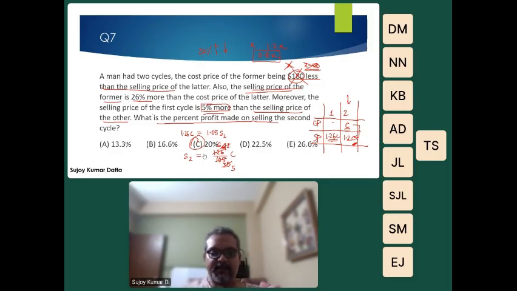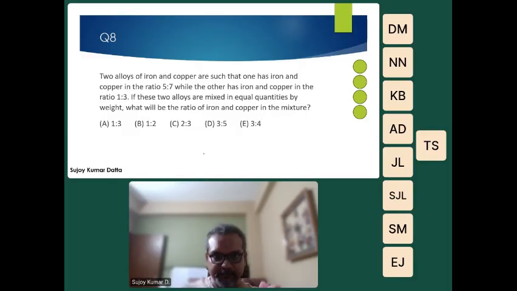All right, let's go on to the next one. Mixtures. Yes, this is a favorite topic of GMAT. You get lots of this. Let's try.